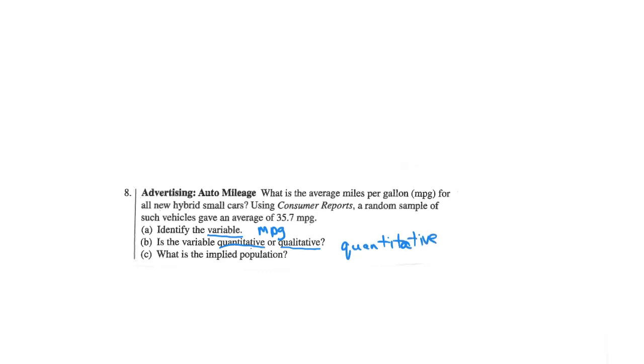Okay, so this part, what is the implied population? So the book always uses this phrase, implied population. They're saying, what's the population implied in this problem? So remember, population, let me tell you what the answer is not. The answer is not all new hybrid small cars, right? Remember how our author defines it, how we have to define it in this class. We need the variable and the individual. So take a minute, really do this. Take a minute, just press pause, write it down, and then come back and let's see how you did.